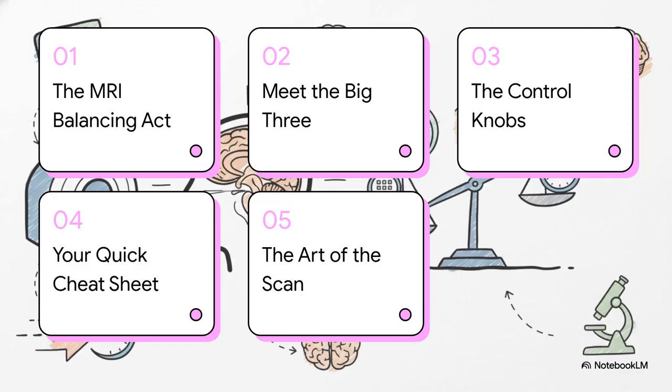Okay, so here's what we've got on tap. We'll kick things off with the big problem, then we'll meet the big three factors at play. After that, we'll get into the nitty-gritty, the actual control knobs. I'll even give you a quick cheat sheet to take with you. And we'll wrap up by talking about why this whole thing is really more of an art form.